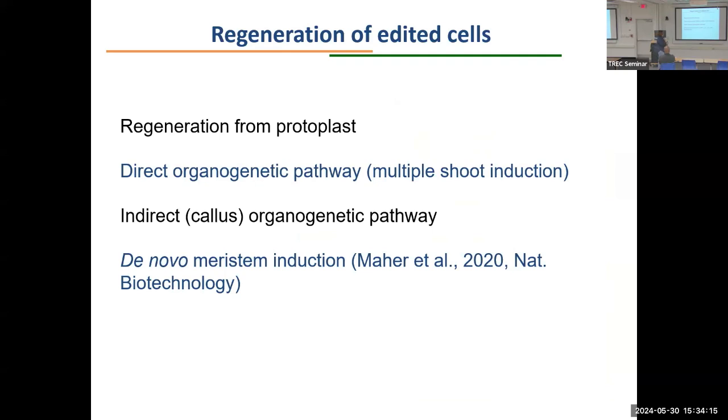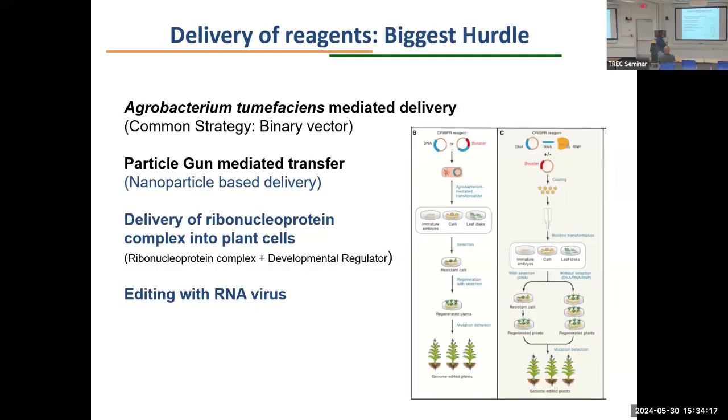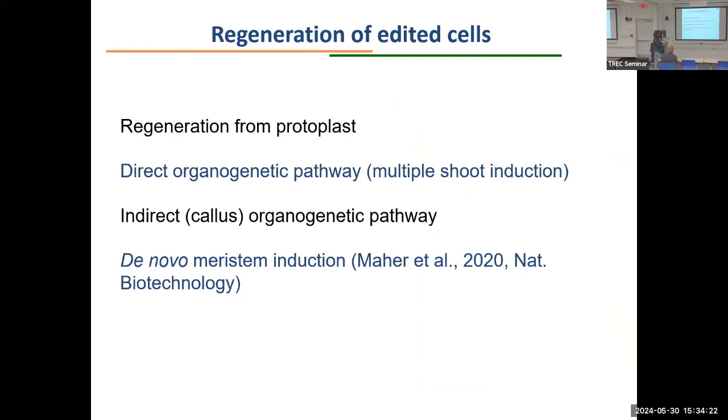Once, with the help of Agrobacterium-mediated transformation or particle gun transformation, I have delivered my construct into the seeds or the tissues or the explants, the second step is the regeneration of the plantlet. How to regenerate the plantlet? Which explant has maximum regeneration potential?